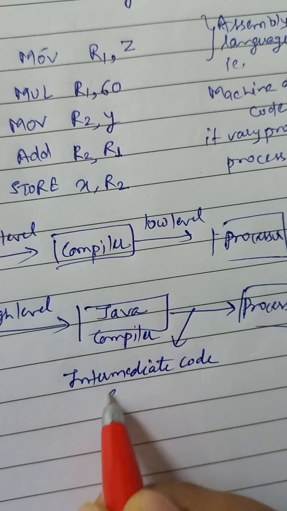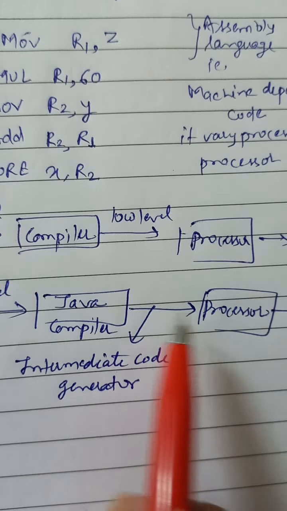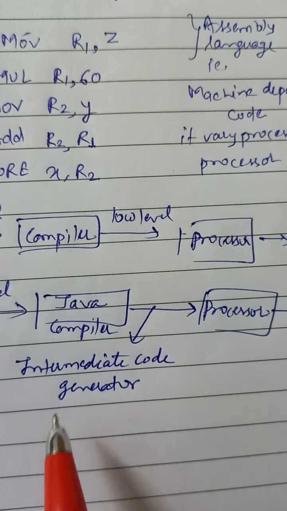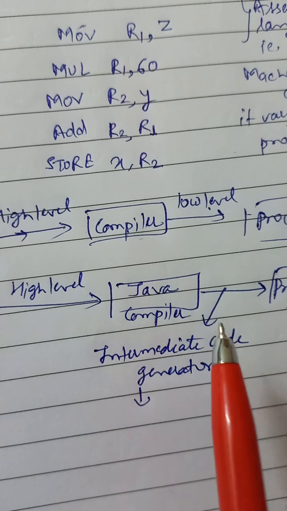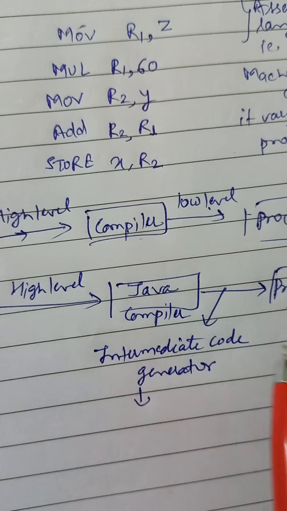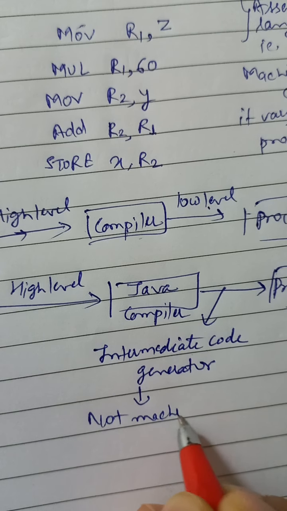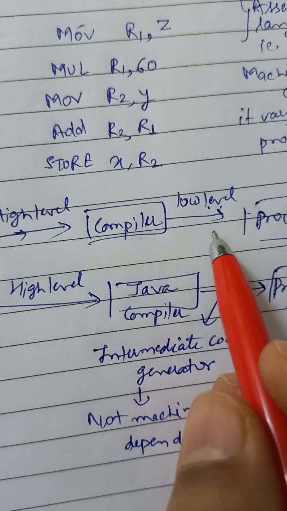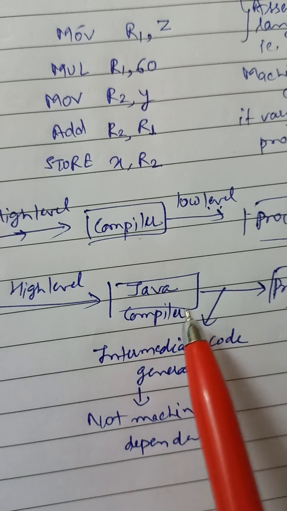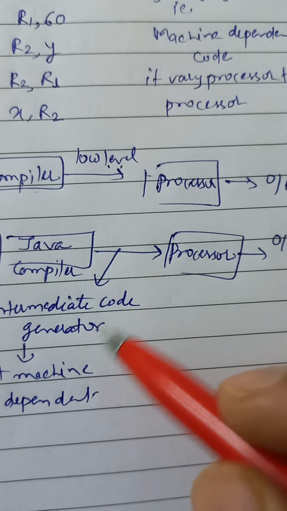But this is the conversion of the intermediate code generator. Here the Java compiler only converts into the intermediate code. So this is not machine dependent. Here it is the target code generator: through the normal compiler it is the low level target code generator, but if we are doing this with the Java compiler, then this is the intermediate code generator. So this is not machine dependent, but the other is machine dependent, because this is not creating any object file, so we can run it easily.